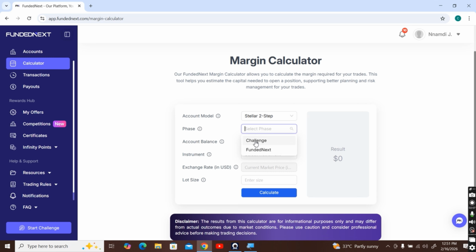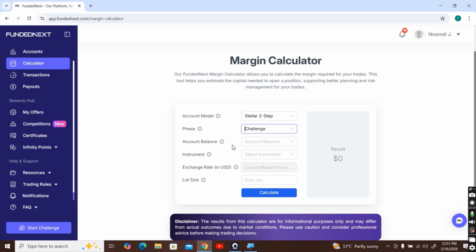The challenge phase is when you are still trying to pass phase 1 and phase 2. Then the FundedNext phase is when you are being funded. But there's no difference. It's still the same method. They still use the same below 70% margin rule. You understand? Then this is the challenge phase.